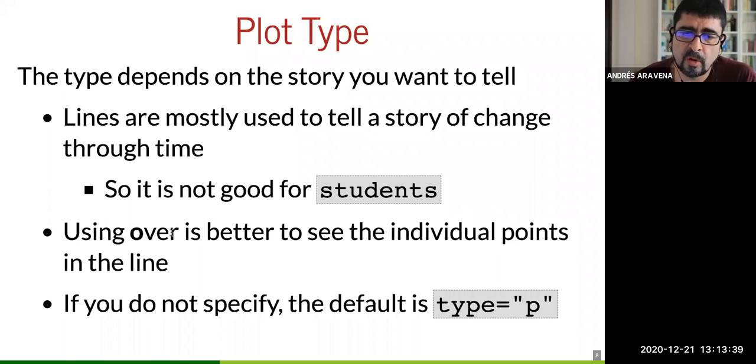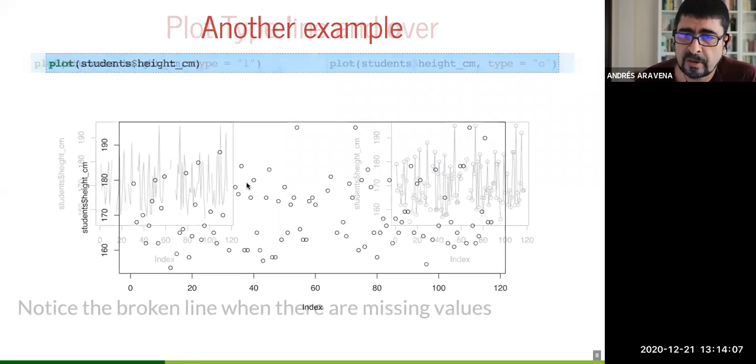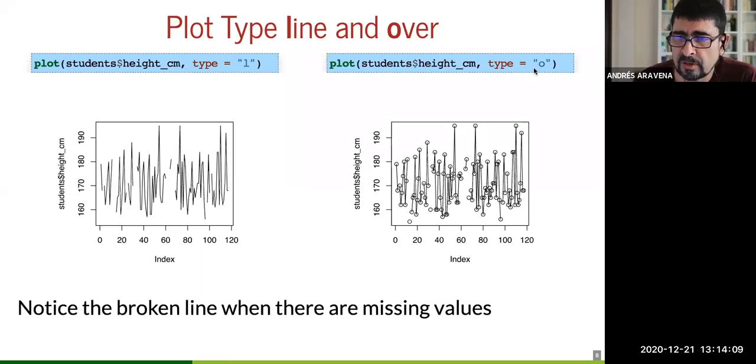Using over is the option O when you have dots and lines at the same time. It's better to see the individual points in the line. And if you don't say anything, the default is type P, meaning points. So essentially, I'm showing you three kinds of plot. There are more, but these are the basics that we work on. If you say type P or nothing, you will have a point like this one. If you say type L, you get lines. If you say type O, you get over lines and points. Okay.